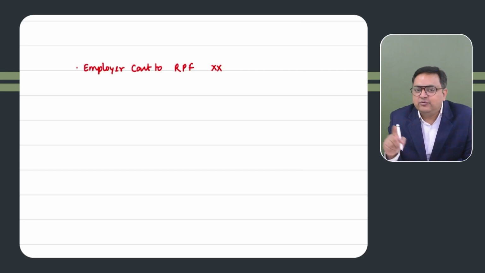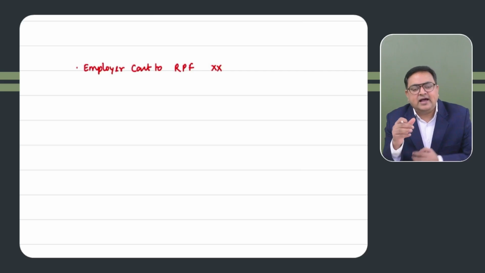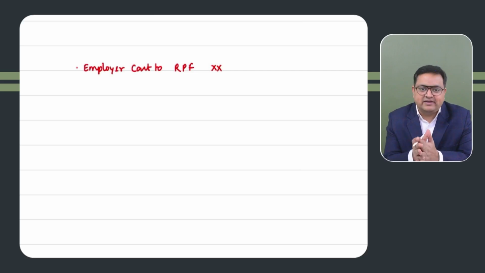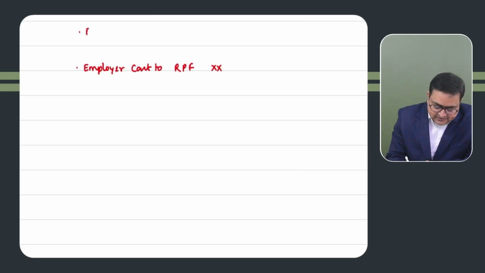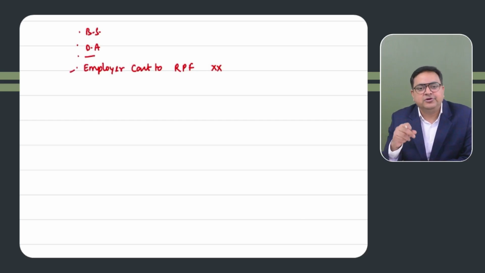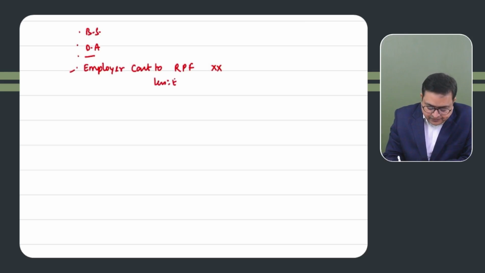See, employee contribution is not salary. Employee contribution is an investment. It is actually my own amount which I am contributing there. That is not salary income. Only the employer contribution is salary income. So let's say this person is receiving basic salary, DA, and any other allowance. Side by side, this person is receiving employer contribution to recognized provident fund. First of all, write this amount, less exempt.